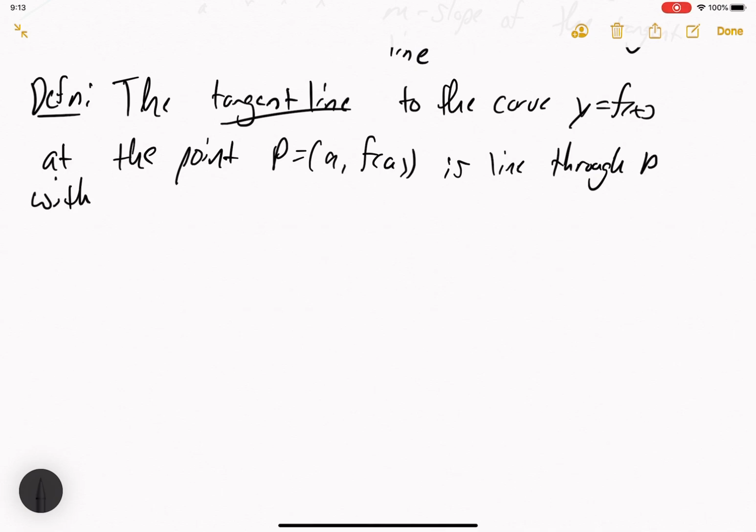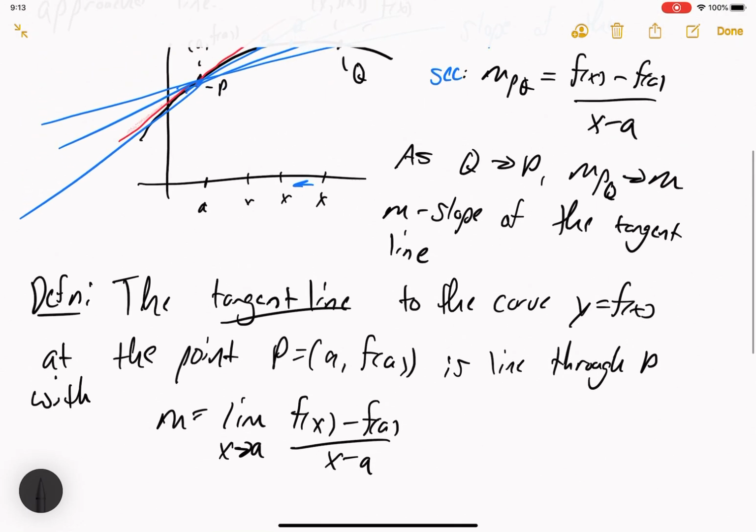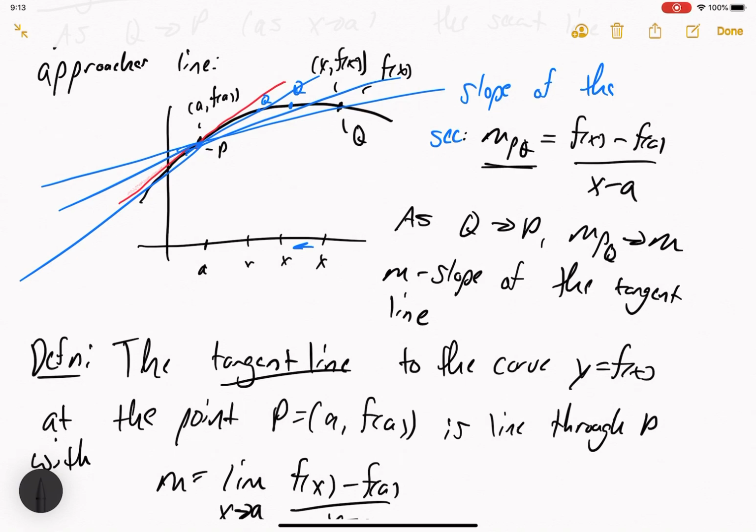And remember the equation that we had for the slope was that m is equal to the limit as x goes to a of f of x minus f of a divided by x minus a. And just a quick reminder, here is the slope of the secant line, and then we have as Q approaches P. That's another way of saying, as x goes to a, and then m_PQ would be this quotient right here. So that's where the limit would come in.